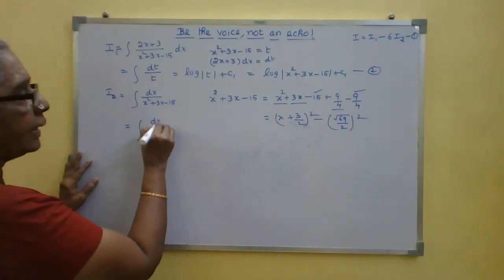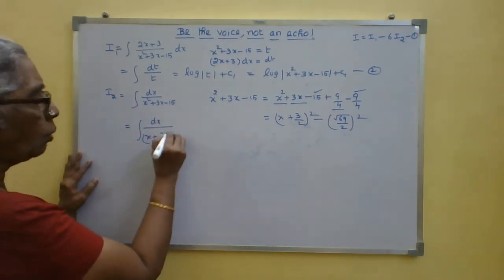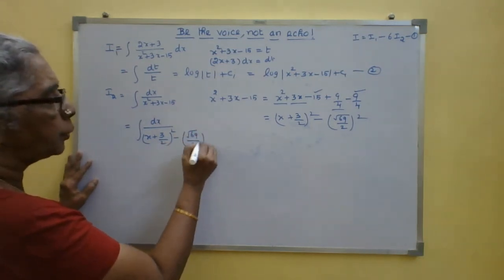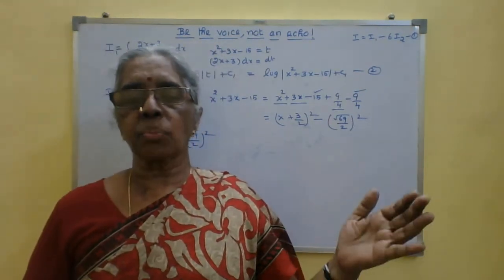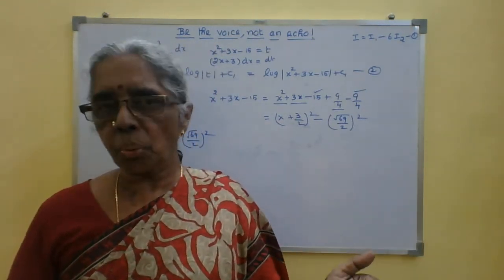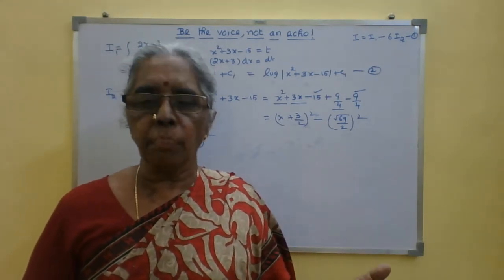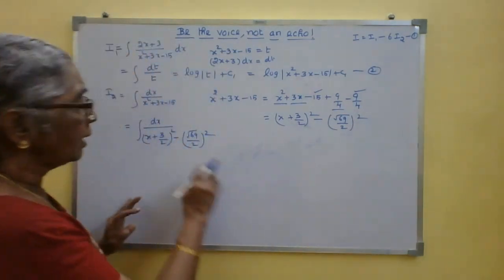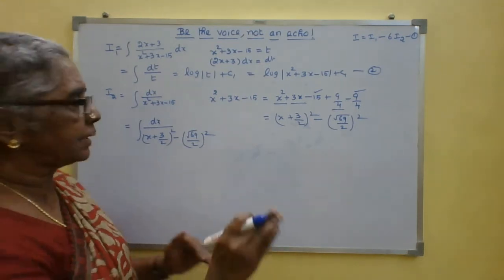So it is integral dx by x plus 3 by 2 the whole square minus root 69 by 2 the whole square. This is of the format integral dx by x squared minus a squared. You remember the formula? 1 by 2a log mod x minus a by x plus a. So here a is root 69 by 2. In the x place you have x plus 3 by 2.